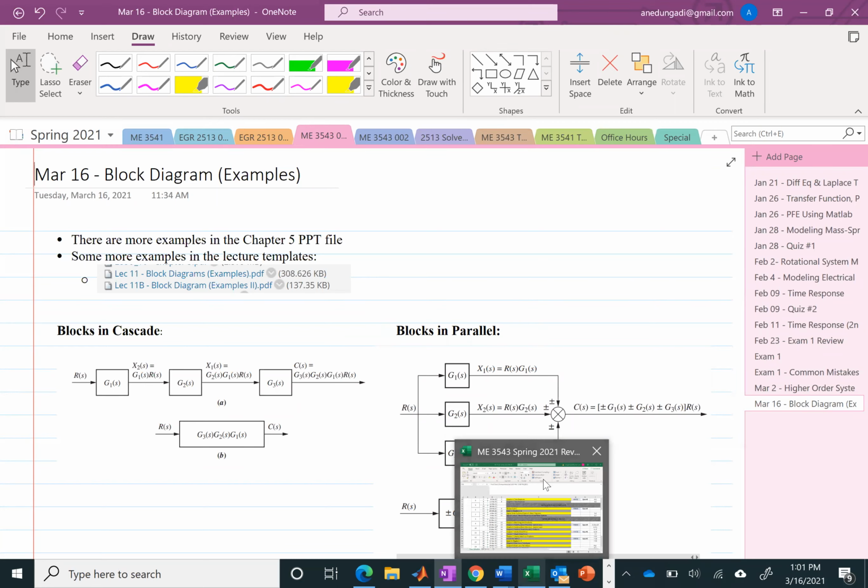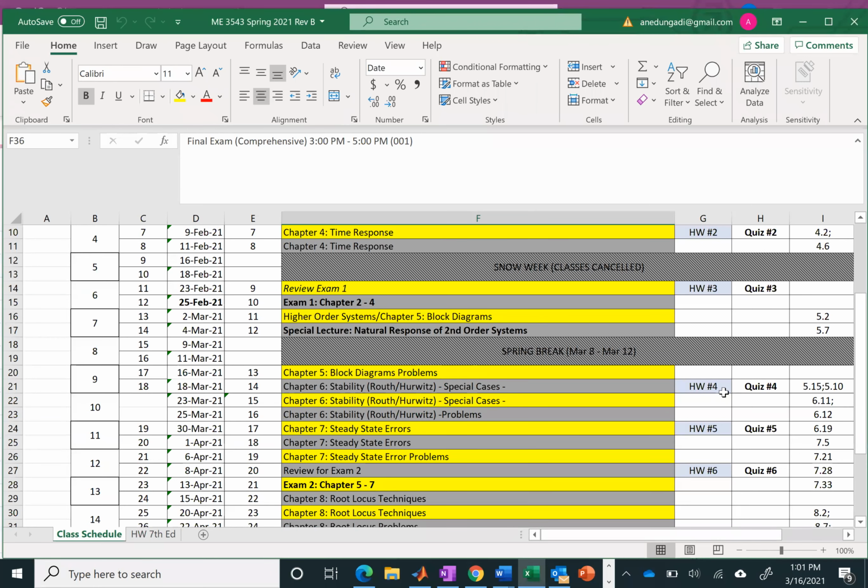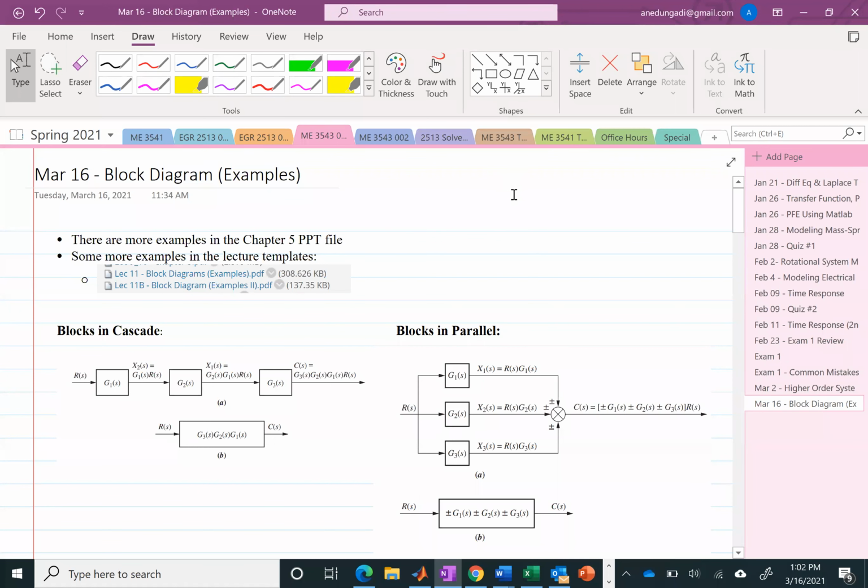If you look at my syllabus, the revised syllabus, homework four is due next, this coming Thursday, day after tomorrow, and we have a quiz day after tomorrow as well. So, in order to help you with the homework, what I decided to do for this class was to go through some examples for block diagram reduction, but in particular concentrate on the homework problems.